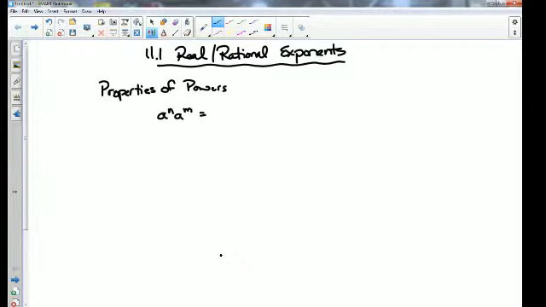What do you do with the exponents if the bases are the same? Add. Right? And then if they're divided, we subtract. Okay. Then we can also do power exponents. You multiply.